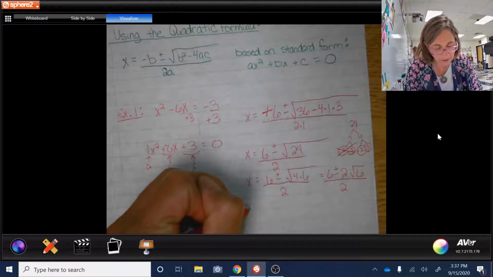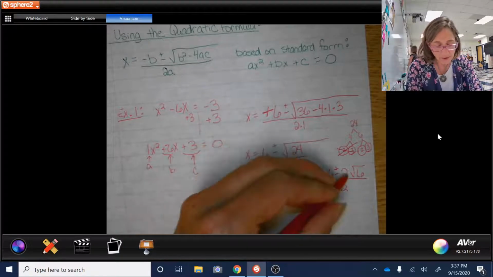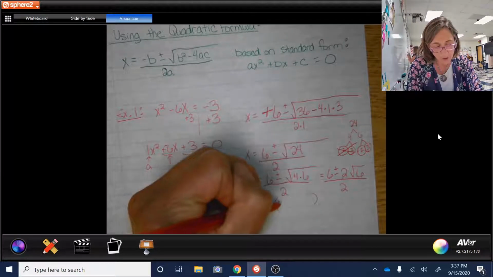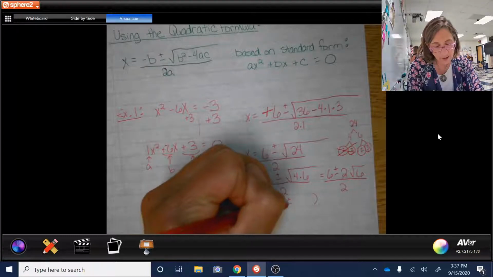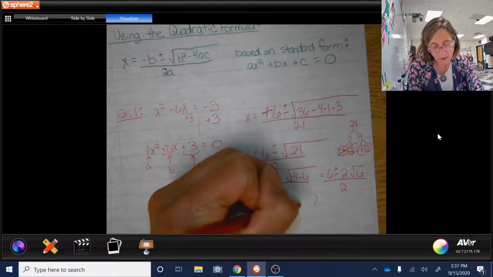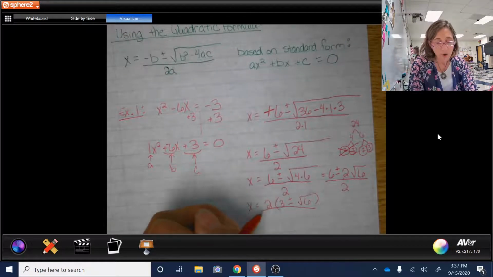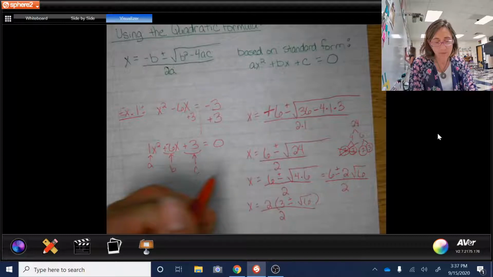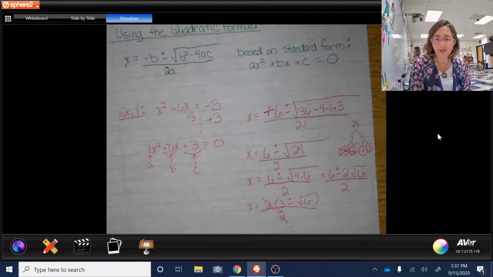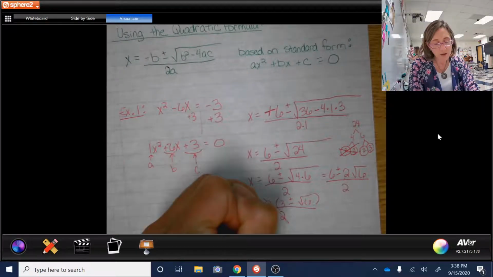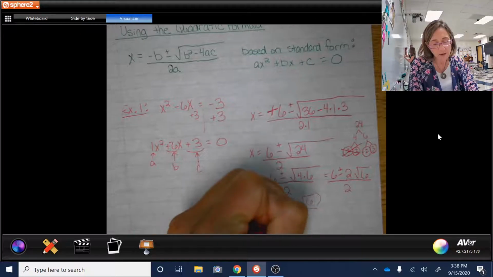So let me bring down my x equals again. So if I factor a 2 out, I would have 2 times the quantity, 3 plus or minus, you could put 1 radical 6, or you can just put the radical 6, all over 2. And then these 2's will cancel out. So you have 3 plus or minus the square root of 6 as your answer. X equals 3 plus or minus the square root of 6.